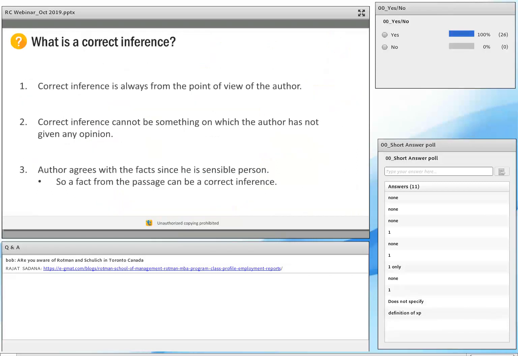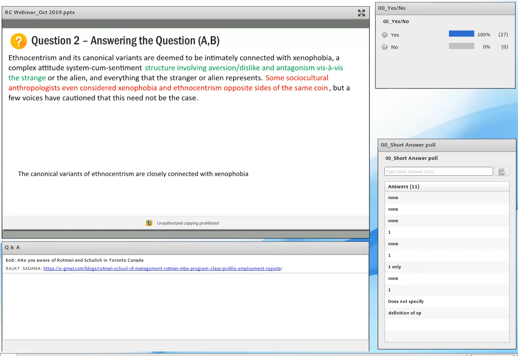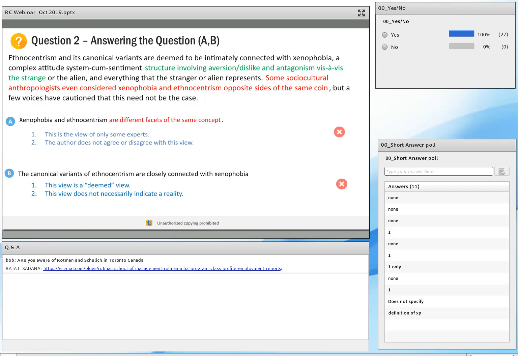So the correct inference is always from the point of view of the author. What does the author believe in? Whenever you see an inference question, you should always ask that question. What does the author believe in? A correct inference cannot be something on which the author has not given any opinion, and the author agrees with the facts because he's a sensible person. So a fact from the passage is something that the author believes in, and that can be the correct inference. Now, based on this understanding, tell me what should be the correct answer.